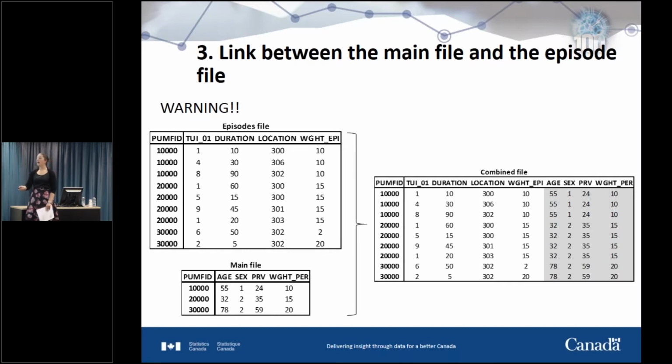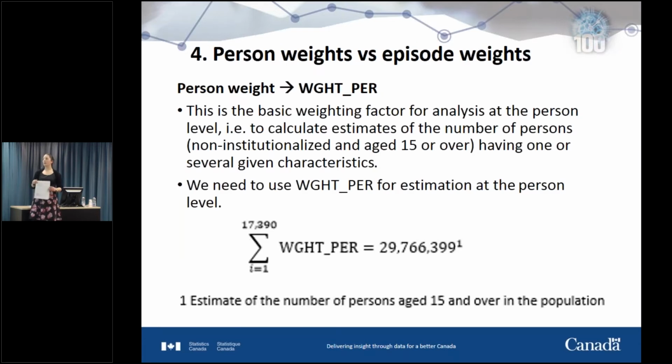Why? On the episode file, you have one line for each episode reported by the respondent. On the main file, you have one line for each respondent. So when you merge both files, all the lines from the main file will be repeated for each episode. You really need to be careful not to double count some of the variables in your analysis. In section 6, we will see some examples of how to use this file.